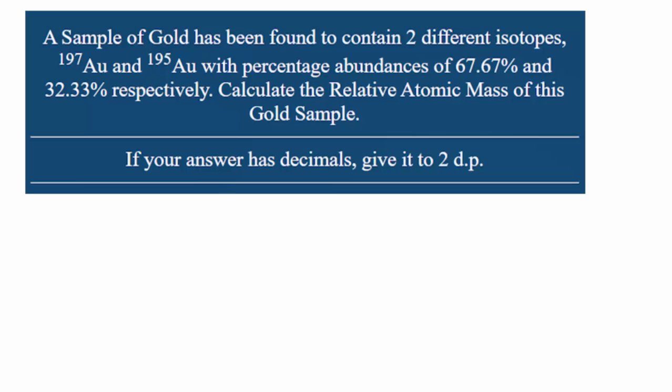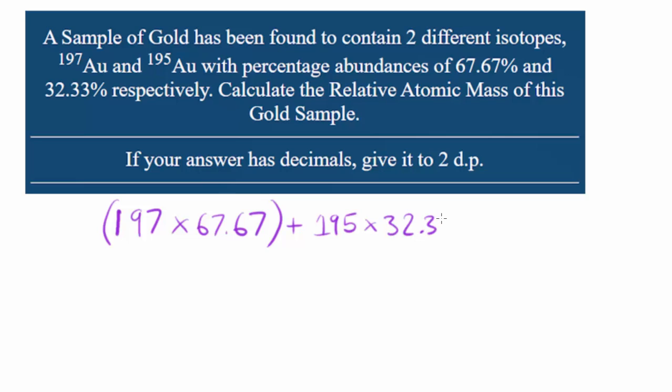Well, the first thing we need to do is take the relative isotopic masses and multiply that by the respective percentage abundances, right? And then we need to add those, we need to sum those. So this is what we're going to do first. So that's effectively 197 multiplied by 67.67, add some brackets there. Then we add that to, in this case, 195 multiplied by 32.33, and add some brackets there.